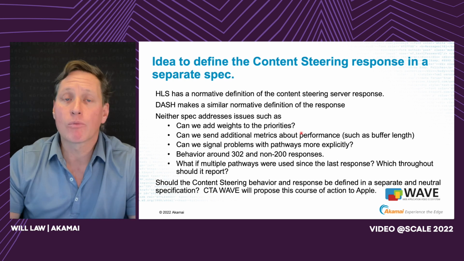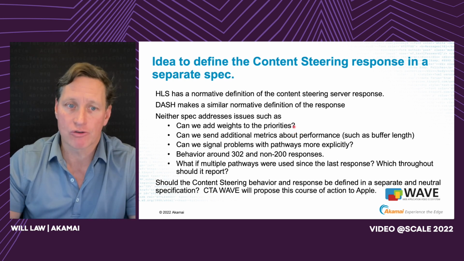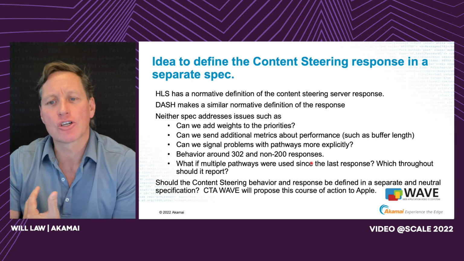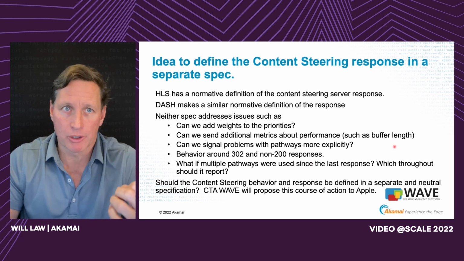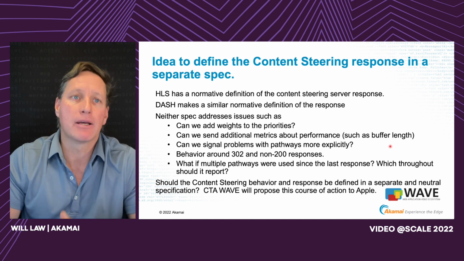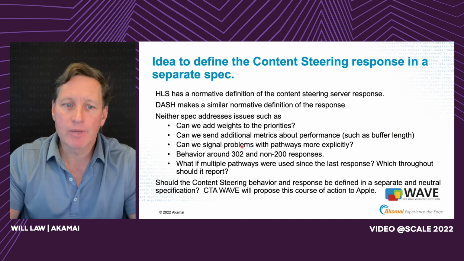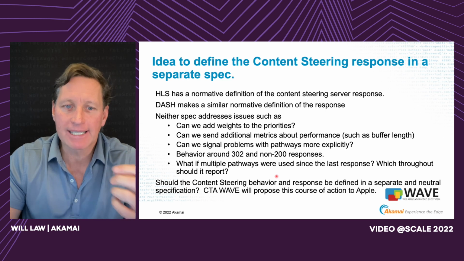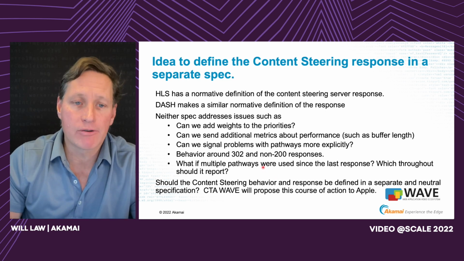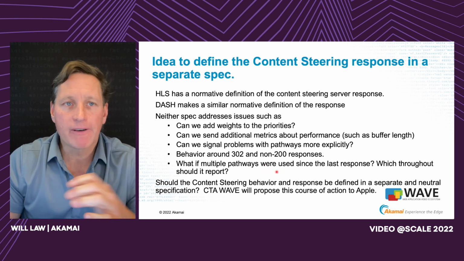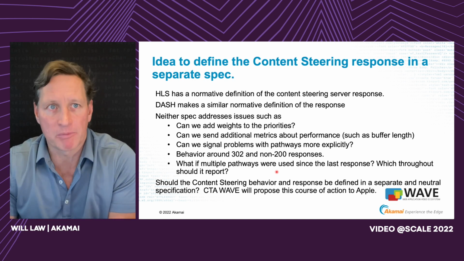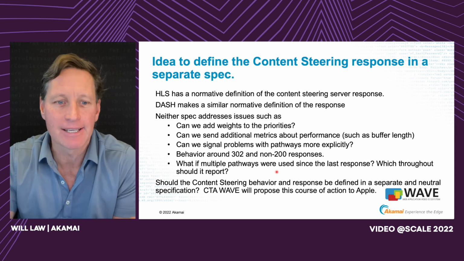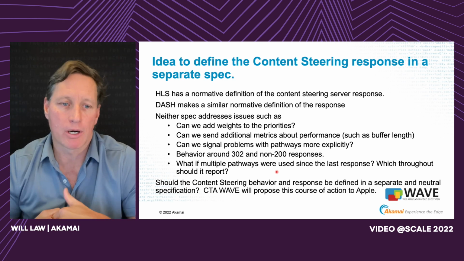Like, can we add weights to the priorities, or are they strict priorities? What if we want to send additional metrics like player buffer length? There are other signals besides throughput that we might want to encourage a player to switch to a different CDN. How can we signal pathways with problems more explicitly? How do I deal with non-200 responses? And what if I use multiple pathways? In the ad example I just showed you, there would have been multiple pathways used over 300 seconds. And which one should I report?